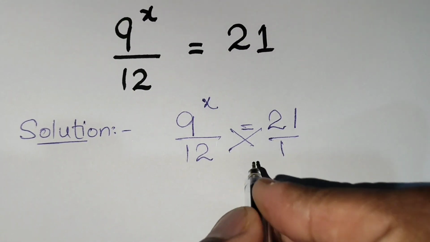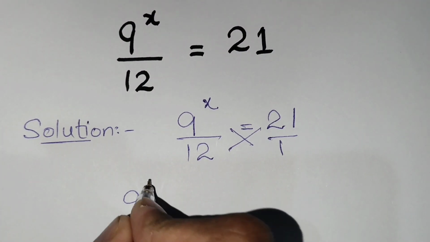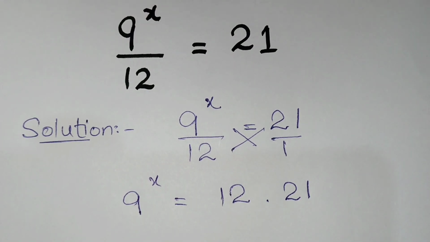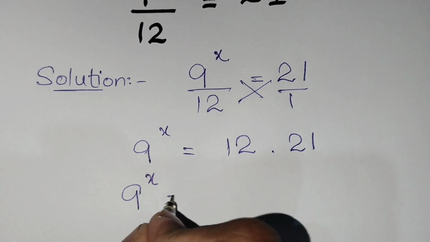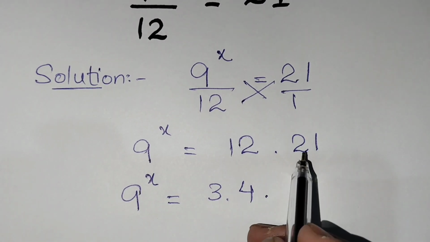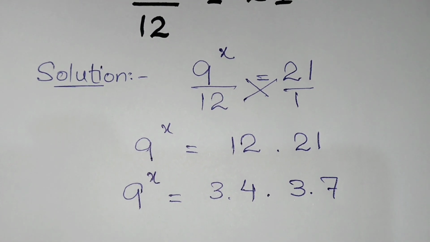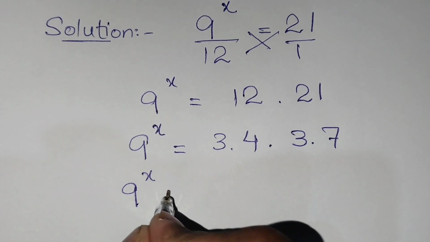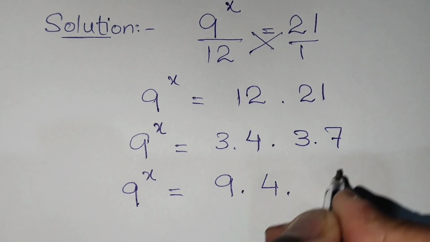By cross multiplication, 9 power x equals 12 into 21. Now 12 can be written as 3 into 4 and 21 can be written as 3 into 7. Okay, let's move to the next step. 9 power x equals 3 into 3, which is 9, into 4 into 7.